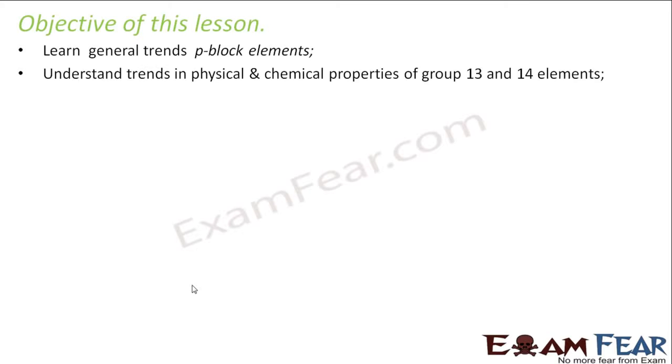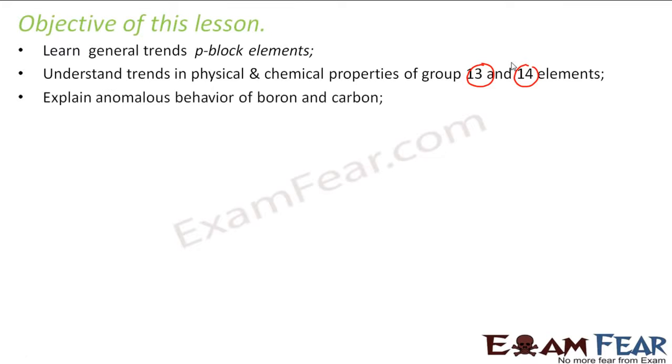So the objective of this lesson is to learn the general trend in the p-block elements. You have to understand the physical and chemical properties of group 13 and group 14. Please note, we'll be taking only group 13 and group 14 in this chapter. We'll understand the special behavior of boron and carbon.